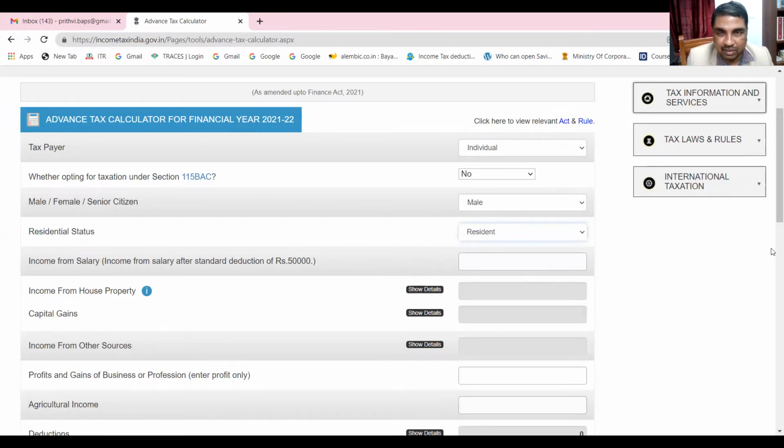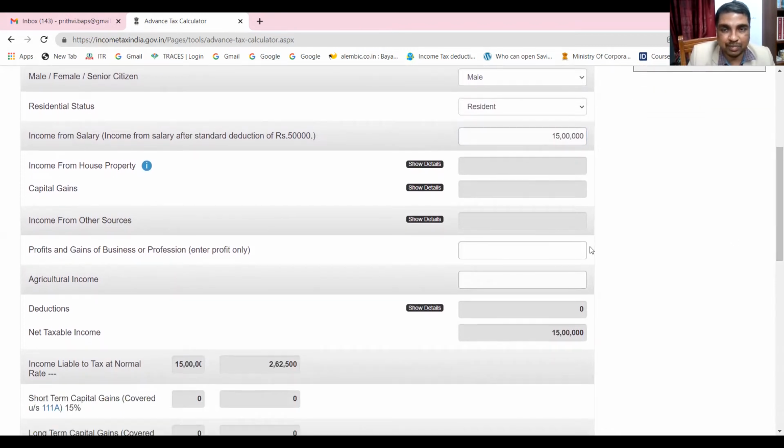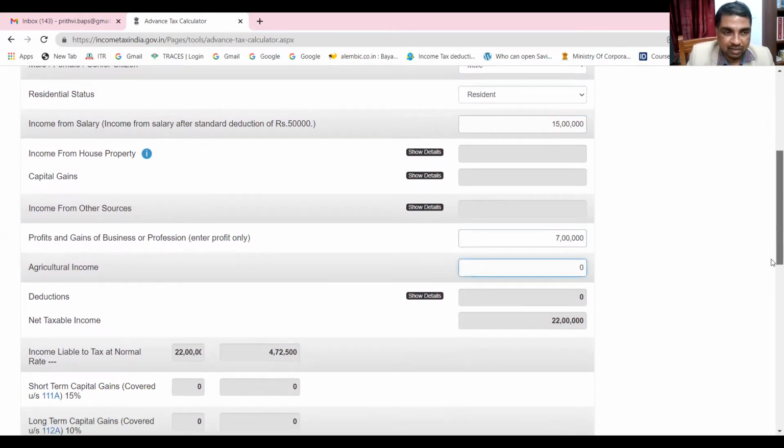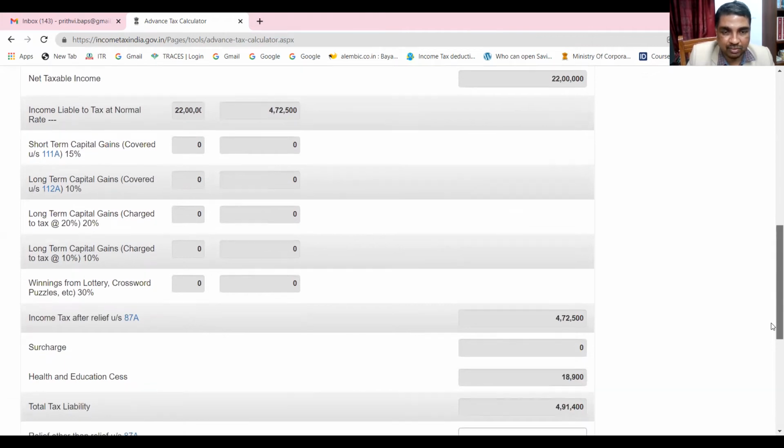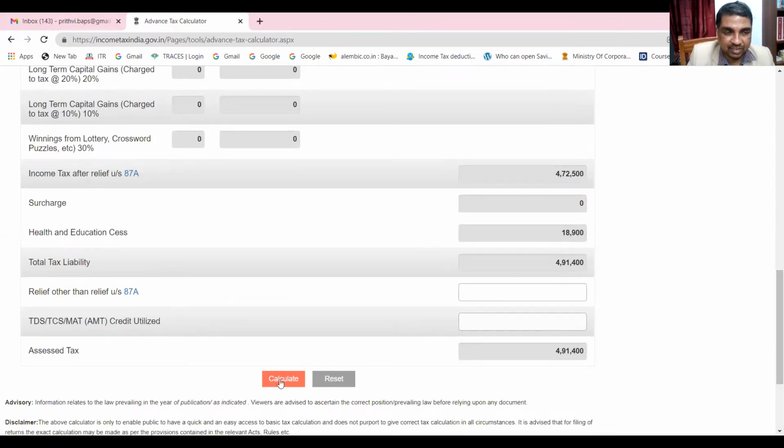Okay. Now it is asking about your salary income. What is your salary income? Let us say salary income is 15 lakh. For other things, we'll say there is no other income, let us assume. Let us say profit and gains of business and profession, if we assume 0, or let us say it is 15 lakh again, or let us say it is 7 lakh again. Some examples I'm taking. Agricultural income, let us say 0. Okay, you see other details are filled up here. Let us calculate.